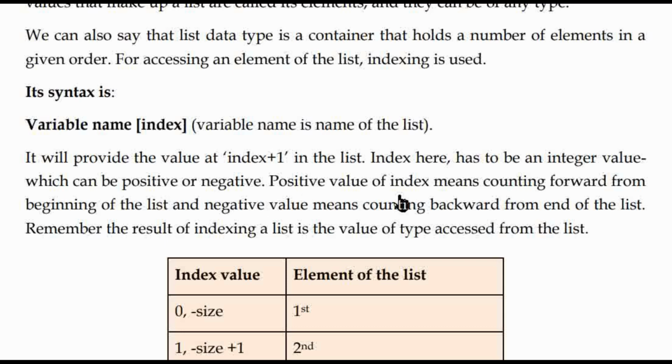Positive value of index means counting forward from the beginning of the list, and negative value means counting backward from the end of the list. Remember, the result of indexing a list is the value of the type accessed from the list.